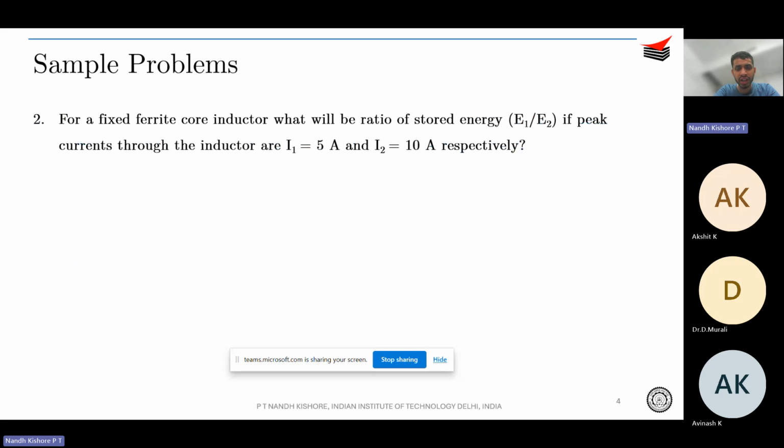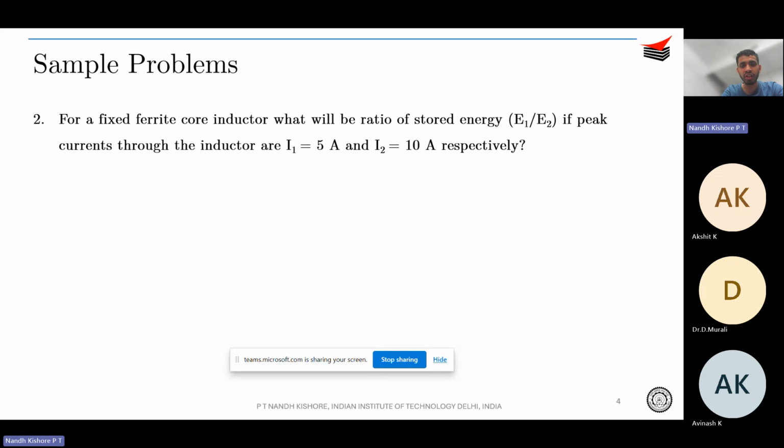For a fixed ferrite core inductor, what will be the ratio of stored energy E1 by E2 if peak currents through the inductor are I1 equal to 5 ampere and I2 equal to 10 ampere? Okay, so I1 and I2 are given, and let's say you have two ferrite core inductors or a single ferrite core inductor.